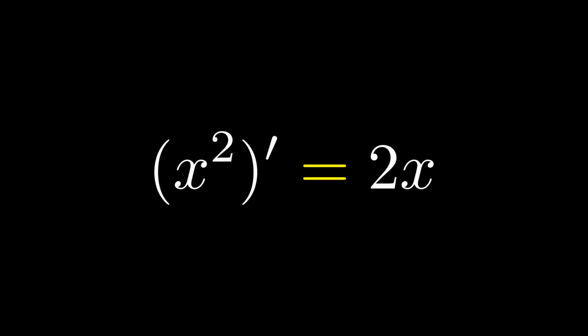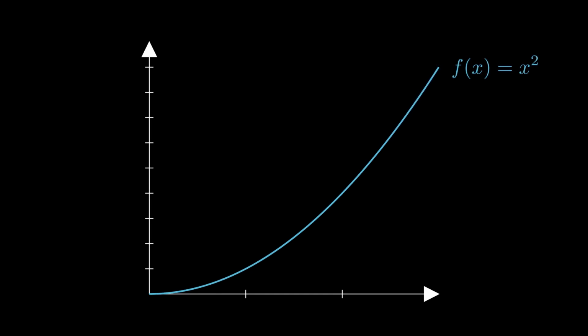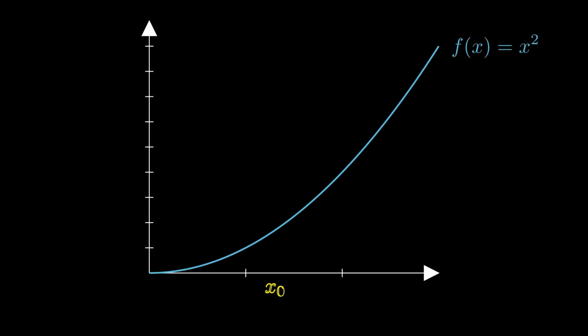You might know that the derivative of x squared is 2x, but why is this and what does it really mean? To get an idea of what it is we are really trying to find, we start out by plotting the graph for x squared. What the derivative really means is the tangent line in an exact point. In this example, we call this point x0.